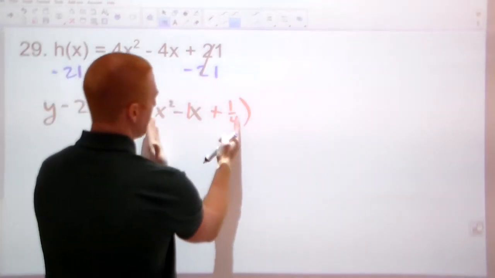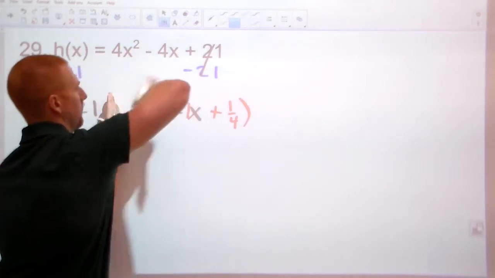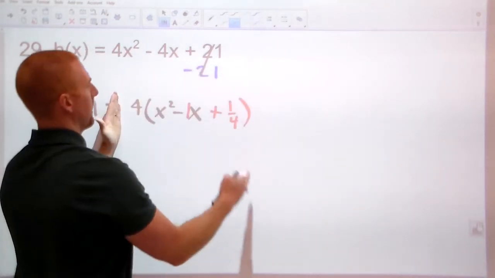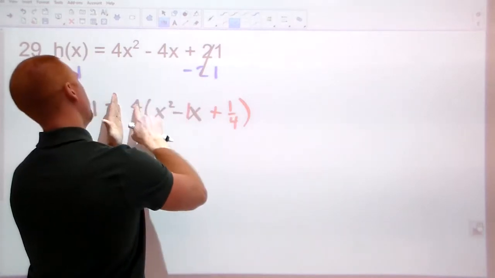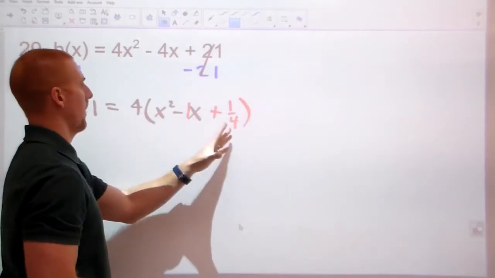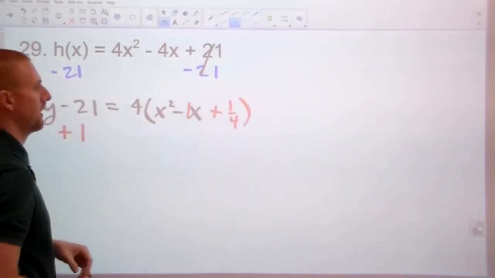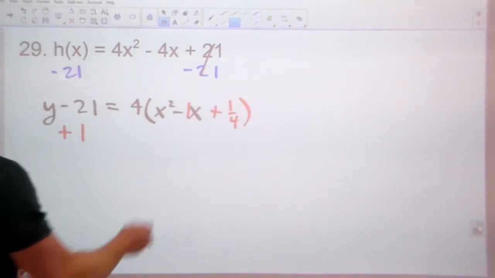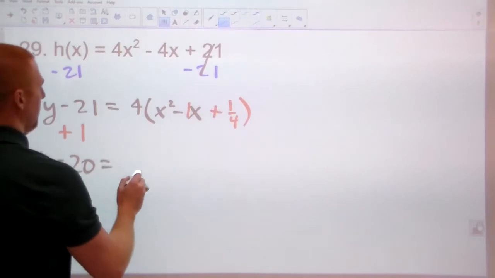Now, inside the parentheses, I introduced a 1/4. As far as the right side of the equation goes, I introduced a 1, because if I distribute this 4 all the way out, 4 times 1/4 is 1. So really, in a weird way of writing it, I introduced a 1 over there. So that means I need to add 1 on this side as well to balance it out. So y minus 20 now on the left side.